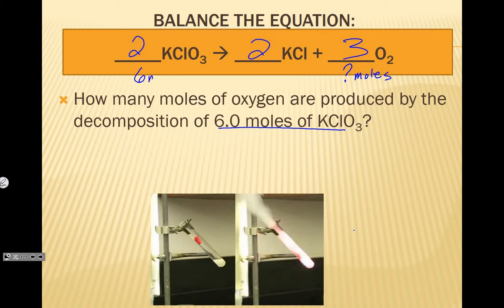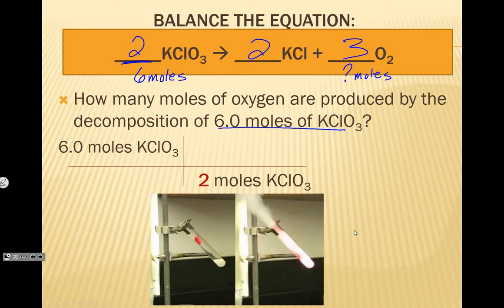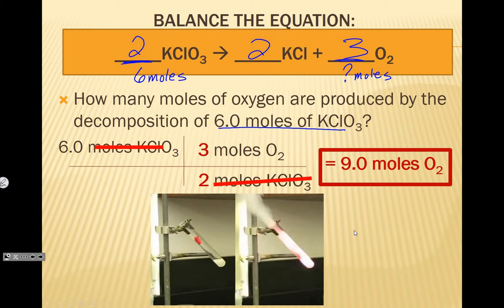So I've got 6 moles of this. Again, start with what we have, 6 moles. We're going to get rid of the 6 moles by putting the 2 KClO3 on the bottom, and we're going to go to oxygen by putting 3 O2 on the top. Moles of potassium chlorate go out. 3 times 6 is 18, divided by 2 is 9. And we've got our answer.